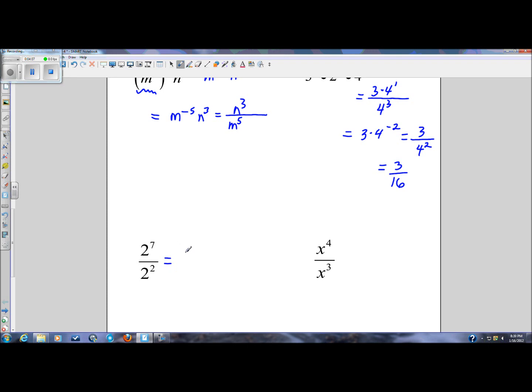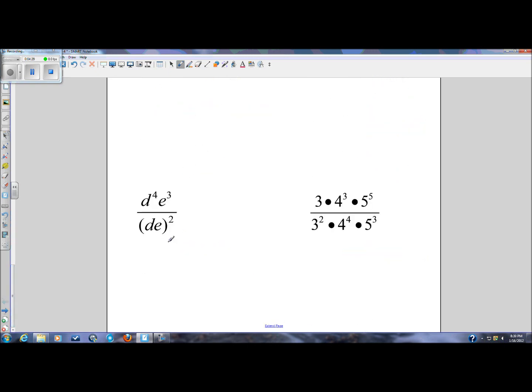Okay, next, 2 to the 7th over 2 to the 2nd. Bases are the same, so just subtract the exponent. 7 minus 2 is 5. 2 to the 5th gives us 32. Next, x to the 4th over x to the 3rd. Subtract the exponents. 4 minus 3 gives you 1. X to the 1st is just x.